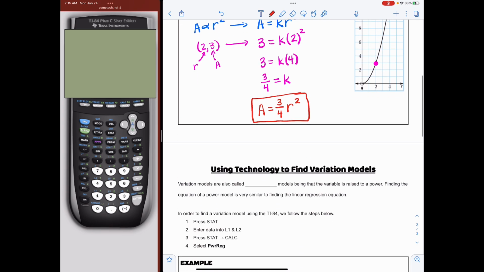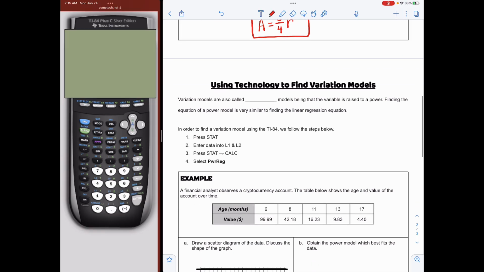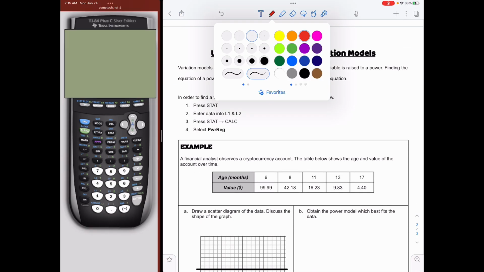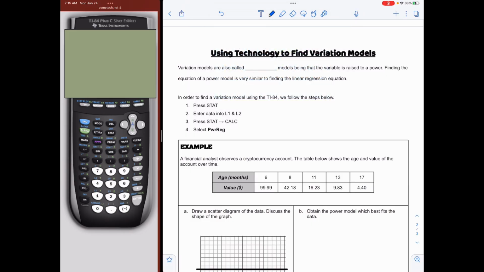All right. So now let's talk about using technology to find variation models. So sometimes it won't be as easy as doing that, but you can use a calculator. All right. So variation models are also called power models, as we have already discussed, being that the variable is raised to a power. Finding the equation of a power model is very similar to finding the linear regression equation. So in order to find the variation model using the TI-84, we are going to follow the steps below.